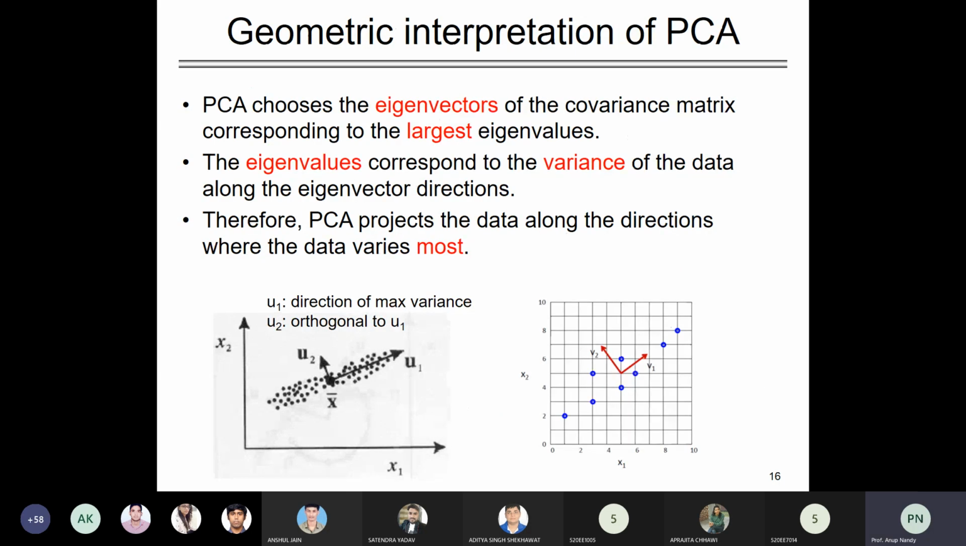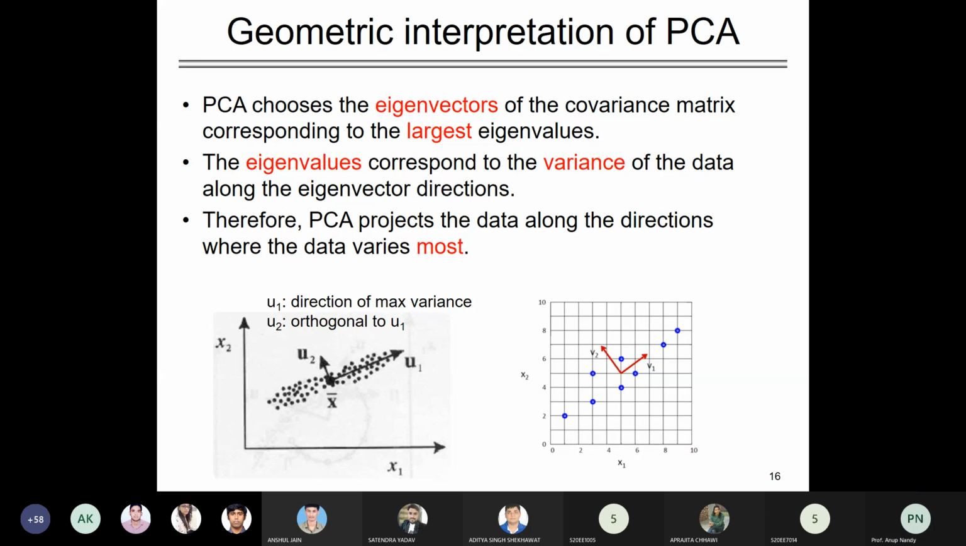And the PCA geometric representation we already explained. Now PCA chooses the eigenvectors of the covariance matrix which have the largest eigenvalues. The eigenvalues correspond to the variance of the data along the eigendirections. You have already seen that the sum of the eigenvalues is equal to the sum of the variances, and every component is called a principal component.